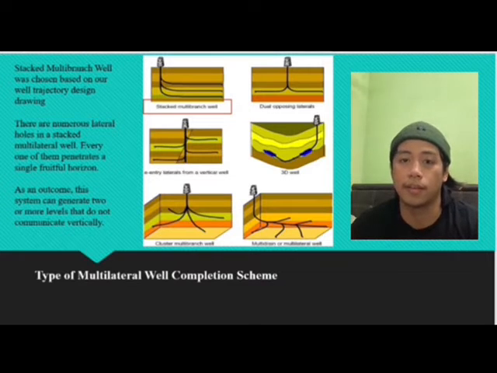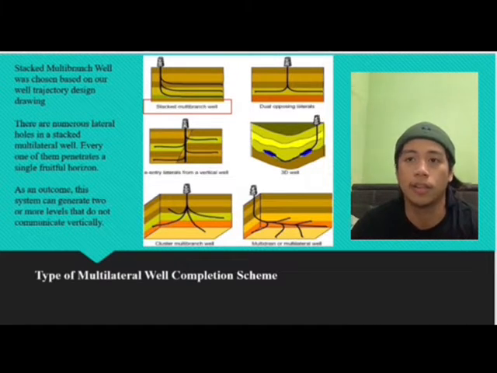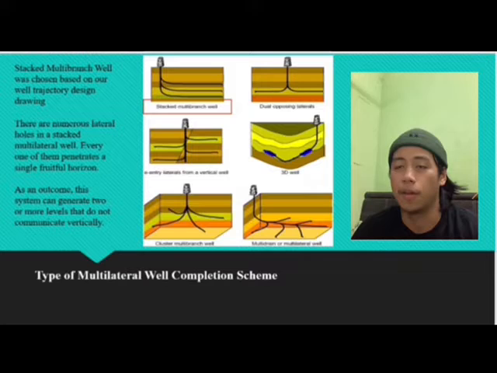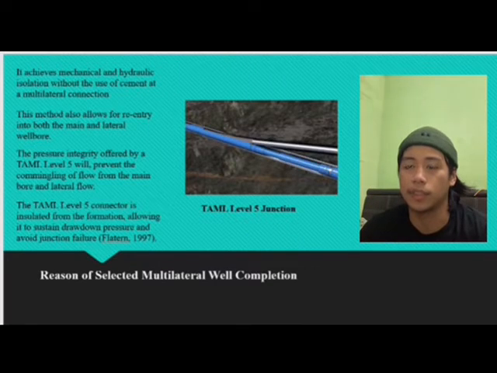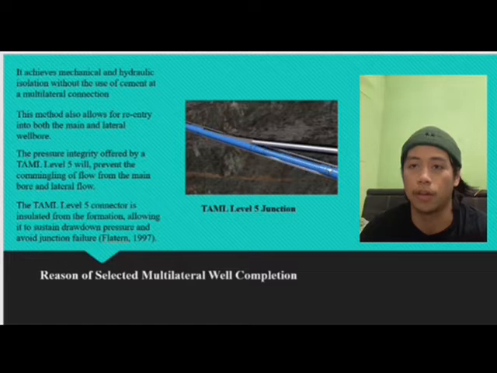The evolution of existing multilateral technology has led to the advancement of multilateral TAML, identifying multiple levels of multilateral junctions ranging from TAML level 1 to TAML level 6. Based on assumptions and discussions, we have chosen TAML level 5 for our multilateral well completion plan. Our selection is mostly based on reservoir characteristics, costs, and functions. There are various advantages to using a stacked multilateral well for oil production. This approach, according to research by Permadi in 1998, has improved well production, slowed water encroachment, and reduced the number of wells drilled.